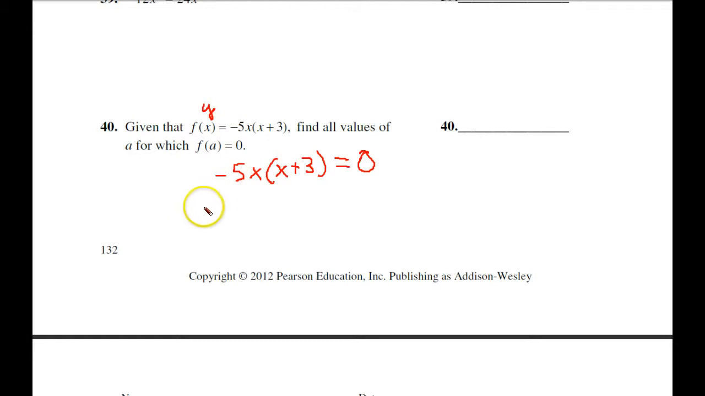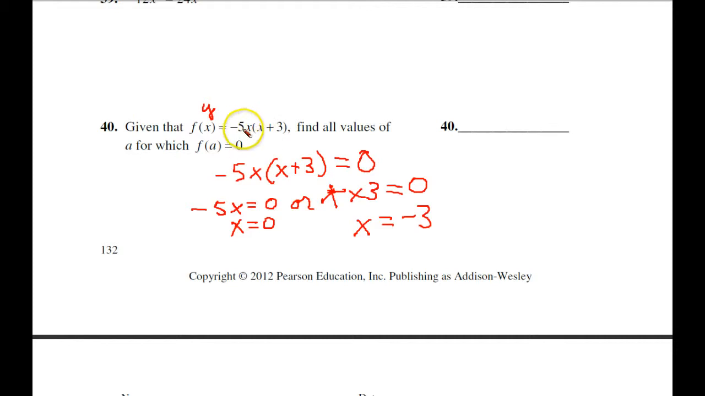So we equate that to 0. Negative 5x equals 0, or x plus 3 equals 0. Again, my pen's not working too good. So here we're dividing both sides by a negative 5, and we get x equals 0. Here we just transpose the 3, and we get x equals negative 3.